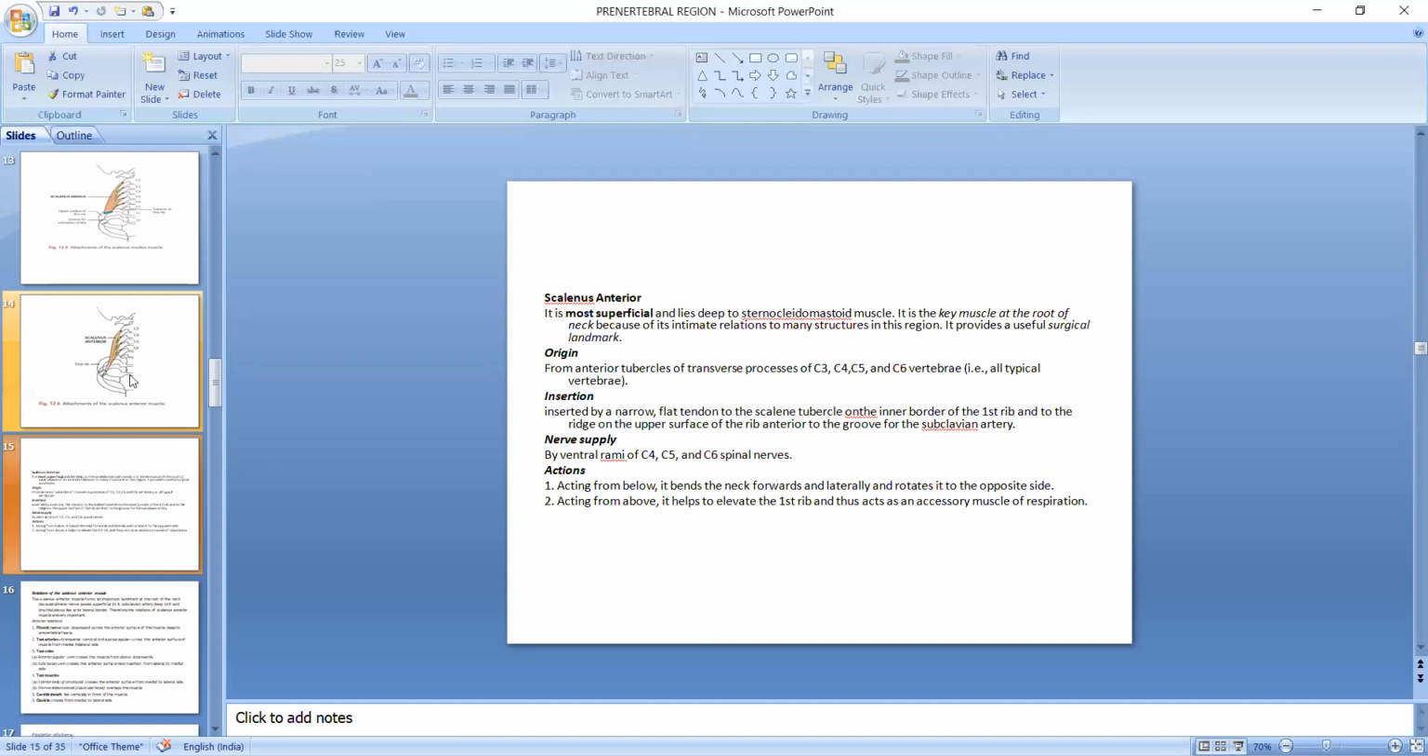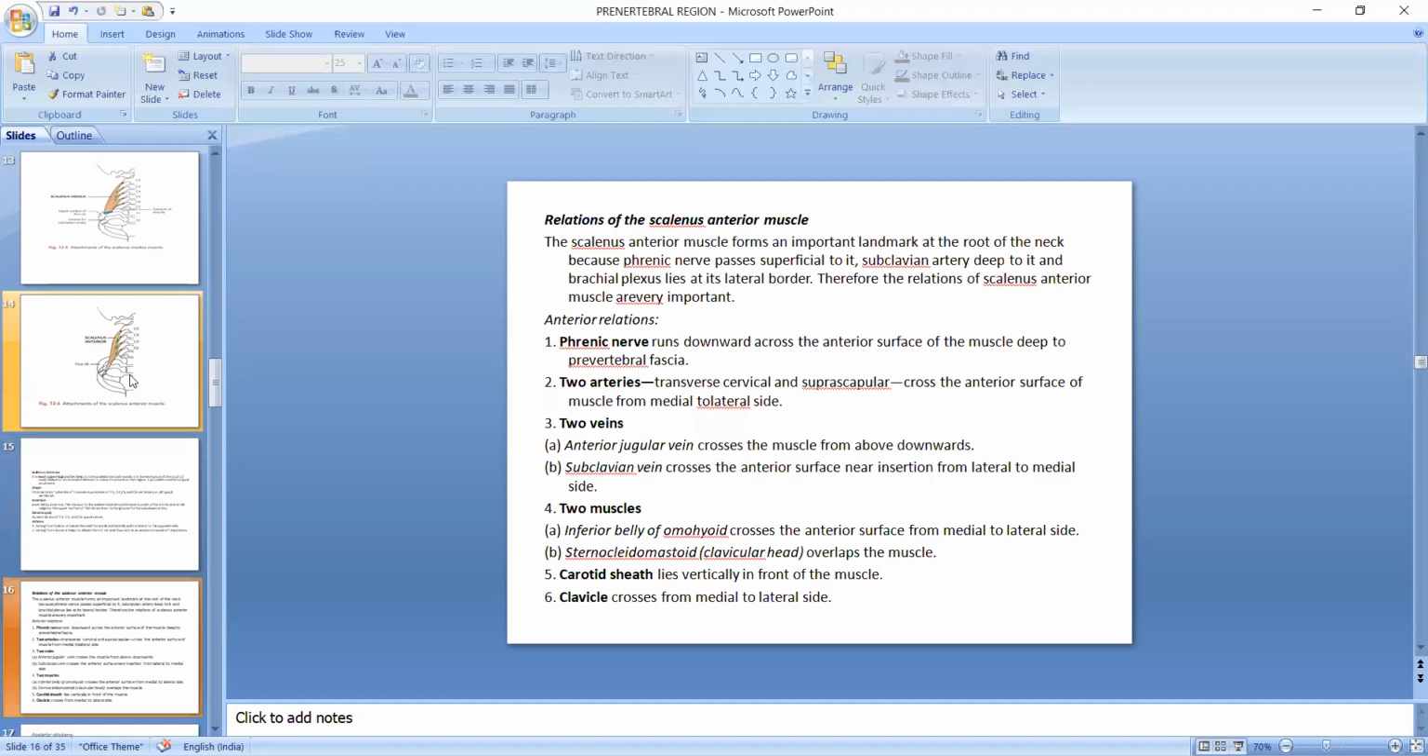Action: acting from below, it bends the neck forward and laterally and rotates it to the opposite side. Acting from above, it helps elevate the first rib and thus acts as an accessory muscle of respiration.